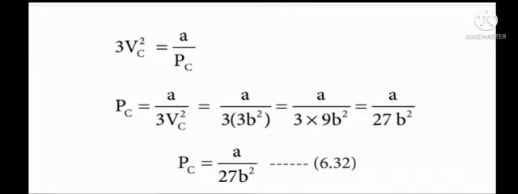Now, we have to substitute the Vc value. Pc is equal to A by 3 into 3b square. So, we will get A divided by 3 into 9b square. Therefore, Pc is equal to A divided by 27b square. Hence, we find the Pc value. Therefore, Pc is equal to A by 27b square.